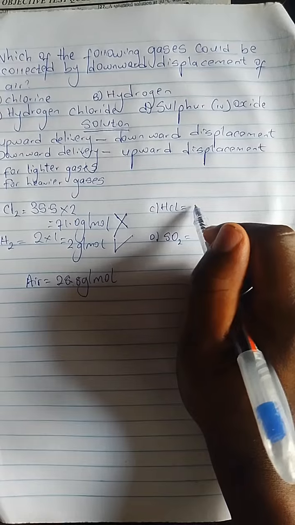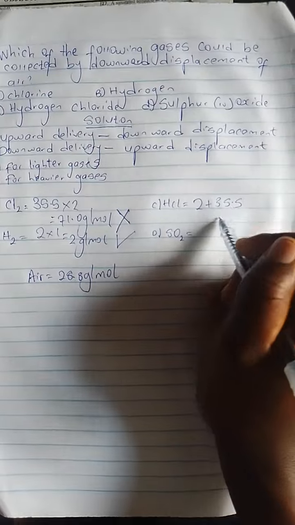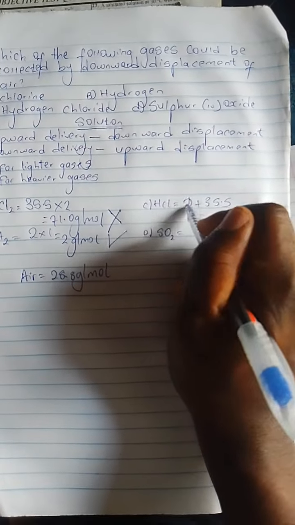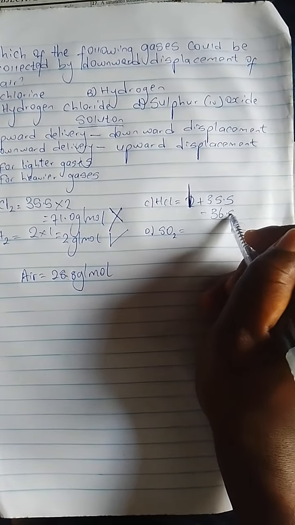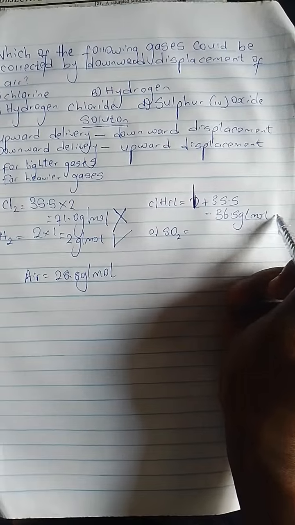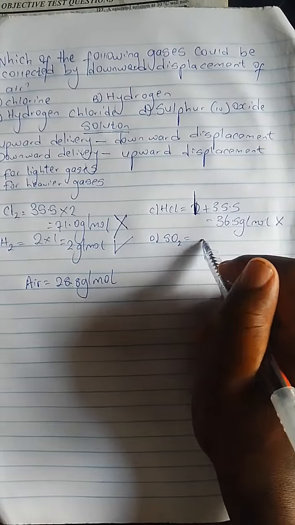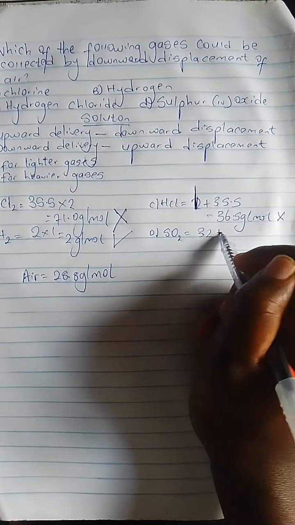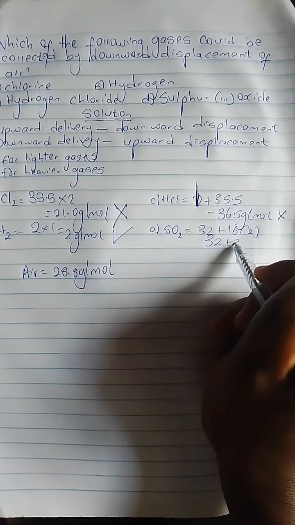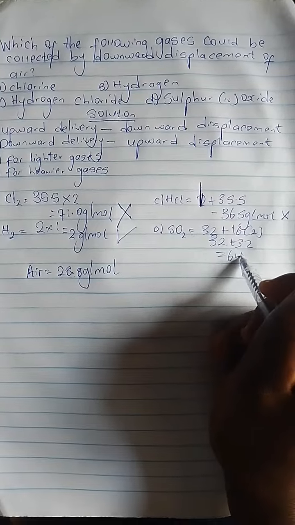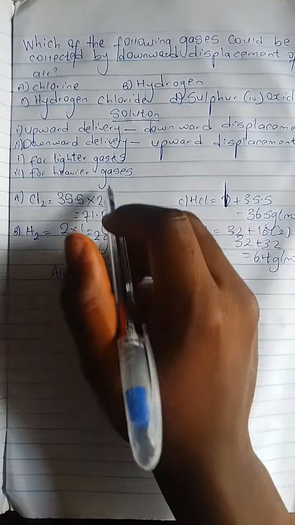Hydrogen chloride, hydrogen will have 1 plus 35.5, sorry, not 2, 1, my bad. This will give us 36.5 grams per mole. This is out, as it is more than 28.8. And sulfur dioxide, we have 32 plus 16 times 2. So you can see, this will give us 32 plus 32, which is 64 grams per mole. This is out.